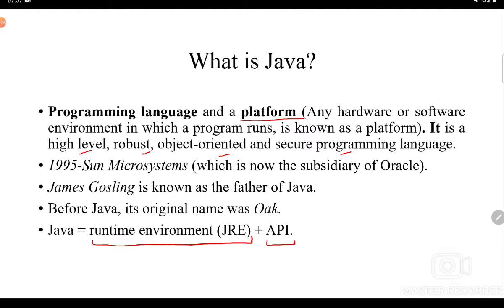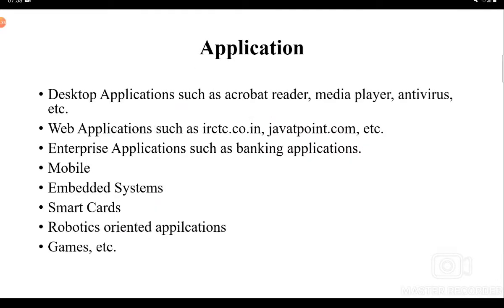language. It was initially developed by Sun Microsystems by James Gosling and his team, which is also known as the Green Team, in the year 1995. Sun Microsystems is now a subsidiary of Oracle, but initially it was an independent company. Before Java, its original name was Oak, but since Oak was already a registered company, it was replaced by the name Java.